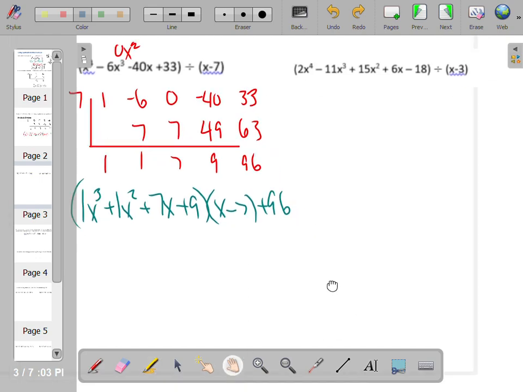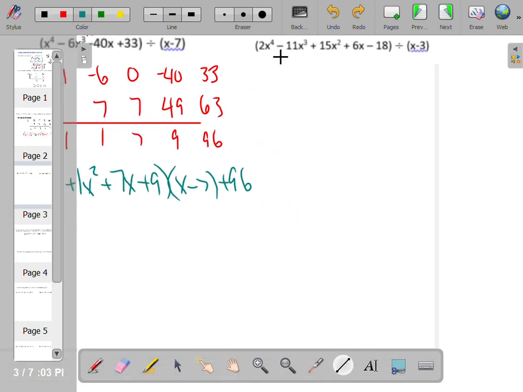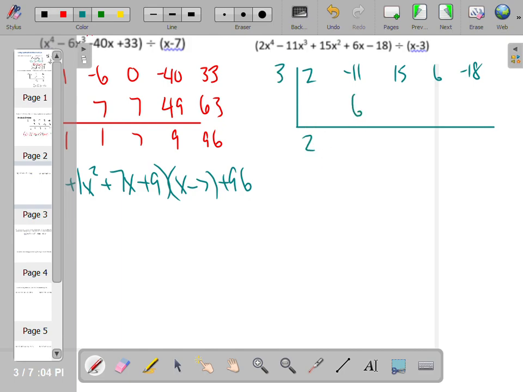Let's do another one. This is degree 4. There are already 5 terms, so that's nice. Put your coefficients in. 2, negative 11, 15, 6, negative 18. If x minus 3 is a factor, I'm testing to see if 3 is a 0. Bring that 2 down. 6, negative 5, negative 15, 0, 0, 6, 18, 0. Oh, cool. So this one actually is a 0.